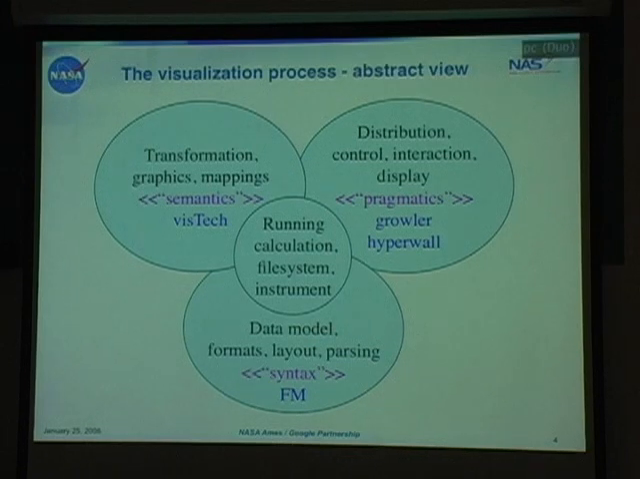In magenta here, I have these three things. If you're familiar with semiotics, the study of signs, signs in the sense of signifying things, that's typically divided into three disciplines: syntax, the formal aspects of signs; semantics, the meaning or what they represent; and pragmatics, or use. It's a fairly abstract way of viewing visualization, but I think it's a pretty close match. And in blue, you can see the three reusable components, the field model, VisTech, and Growler, and then also the Hyperwall, and where they live in this abstract view.